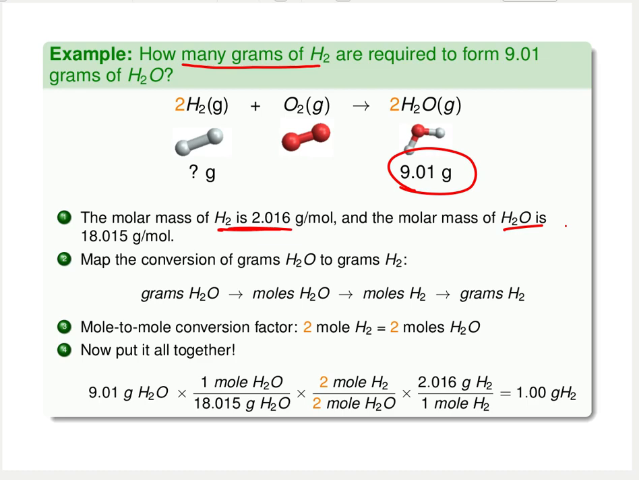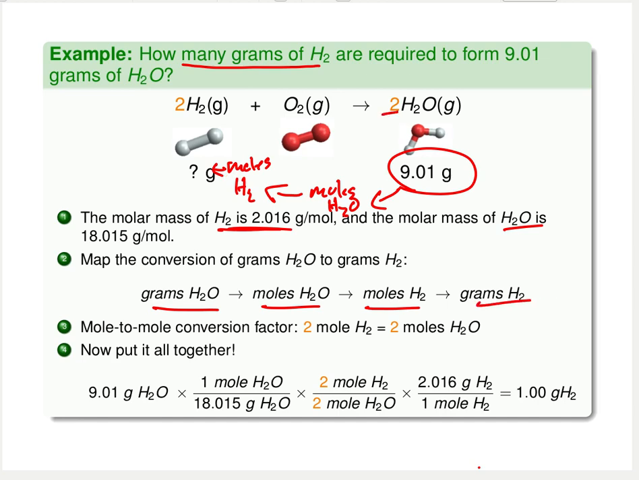Then we're going to map out a conversion that takes us from our product, which is given in grams, to moles of that product. Then use a mole-to-mole conversion to get from moles of water to moles of H2, and then finally all the way back to grams of H2. Okay, so we've got this 3-step conversion process now.